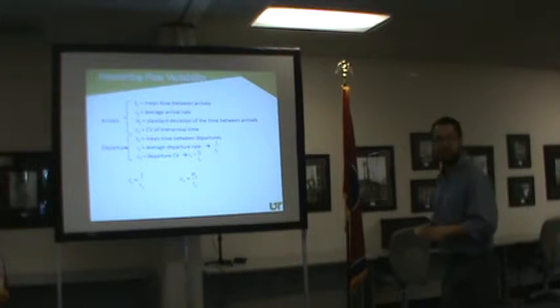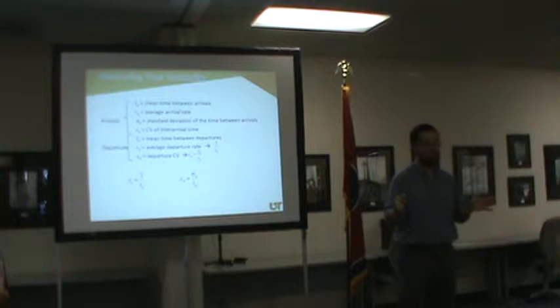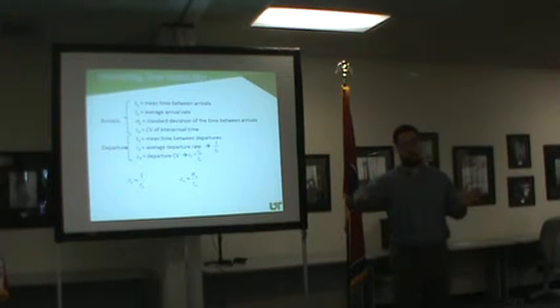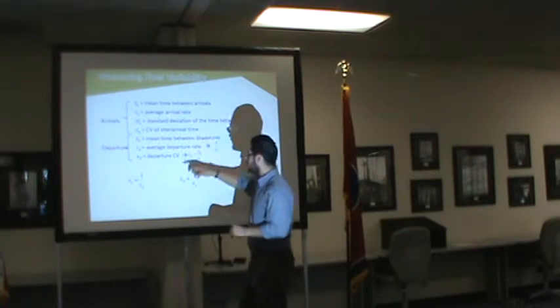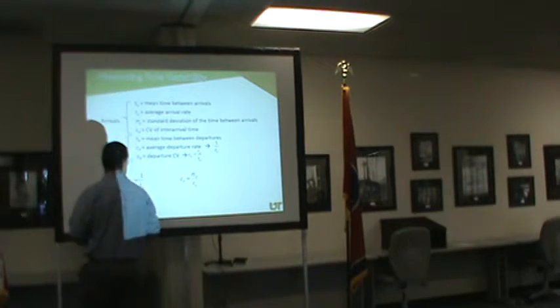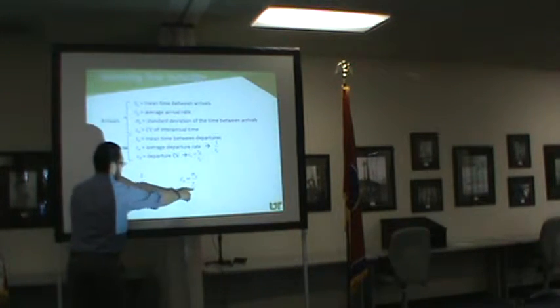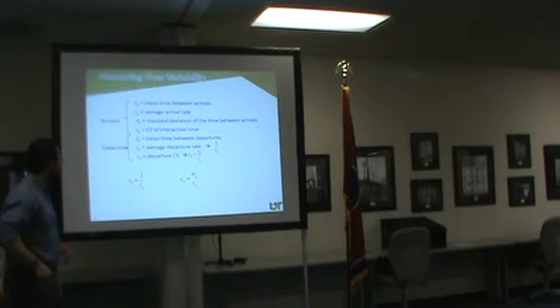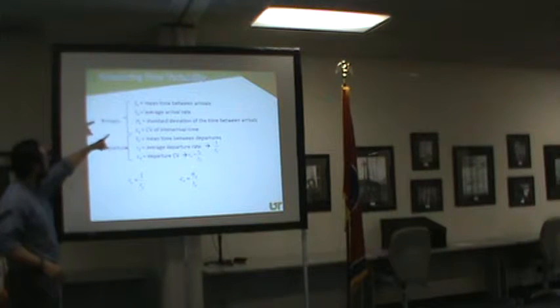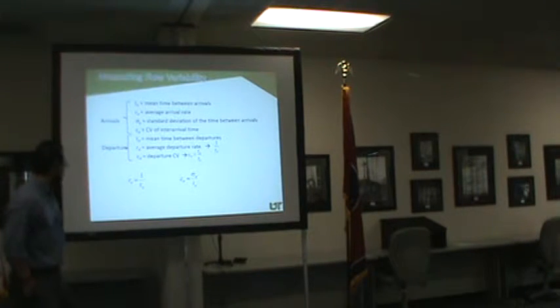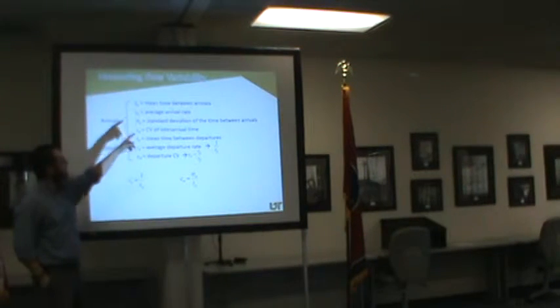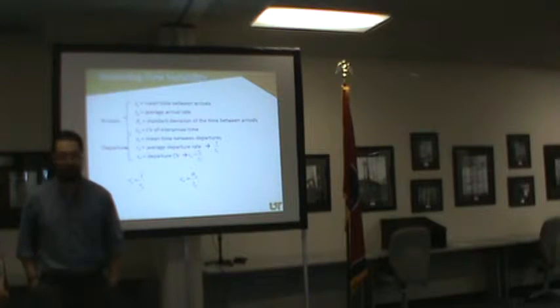How much time between 9 and 5 did it have between arrivals of people? That's the first one, TA. Where do we have TA? We have it right here and right here, okay? And we're going to see why. So average arrival rate is just the inverse, okay, of that mean time between arrivals, okay?